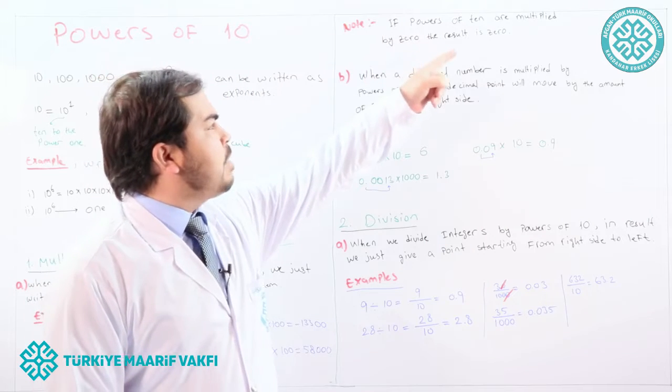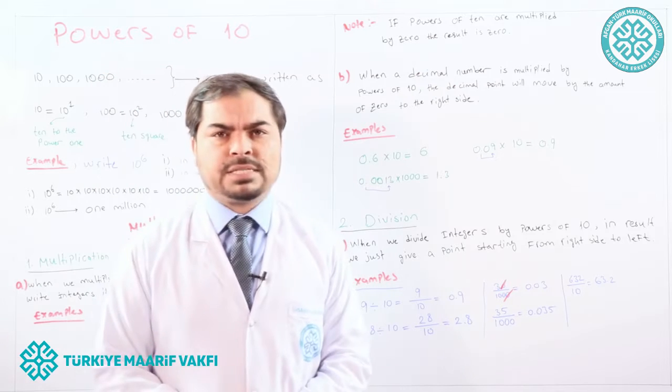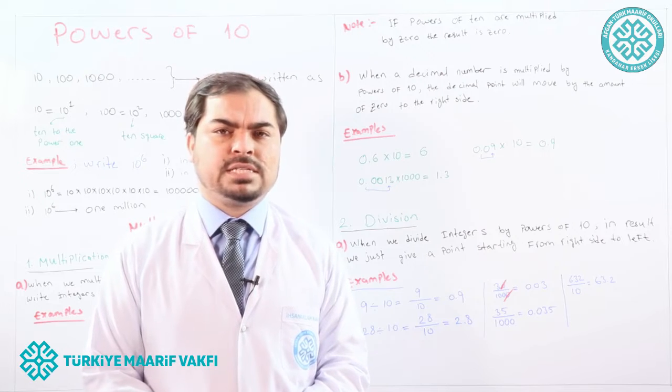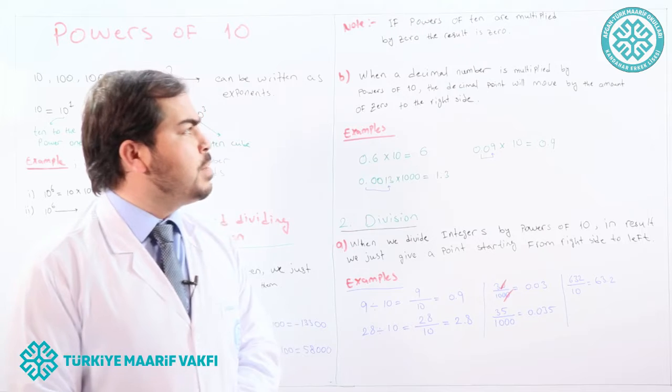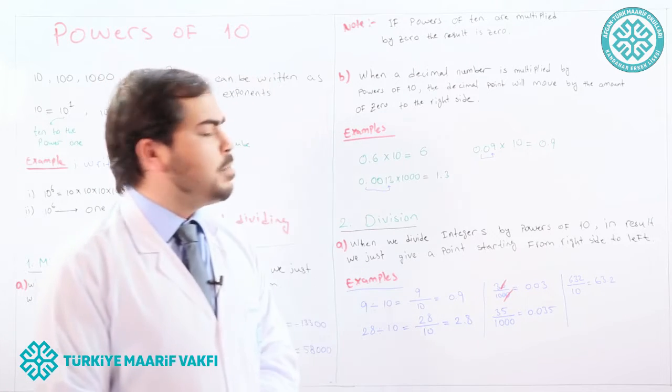Now there is a note that you have to remember always. If powers of 10 are multiplied by 0, the result is 0. It's for all numbers. If you multiply any number, whether it is an integer, decimal, real or natural number, by 0, the result will be 0. So you have to remember it.